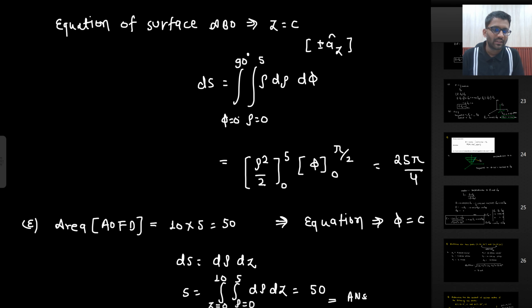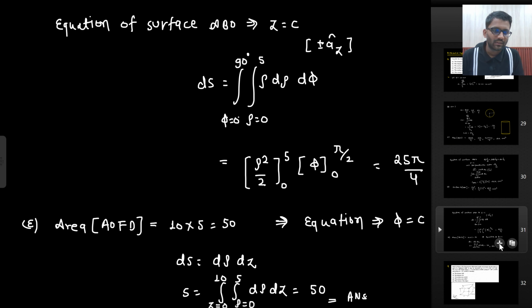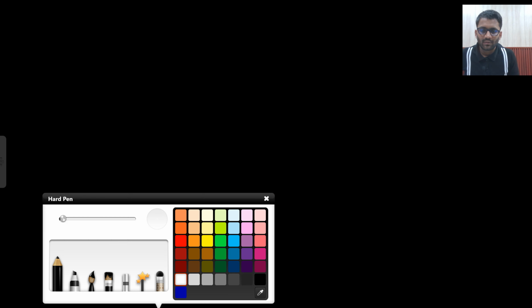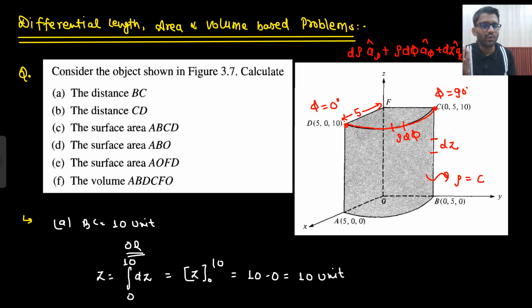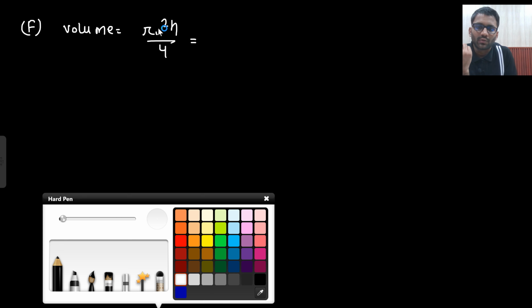One more part is left, that is F. What do we need to find? Volume. Volume we need to find. So by geometry, if I solve volume, what is the complete volume of your cylinder? Pi r square h, but it is the fourth part of that. Pi r square h by 4, pi rho square h by 4.